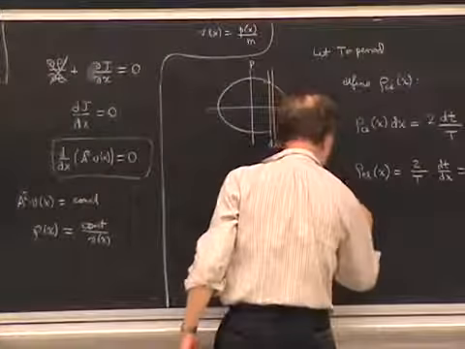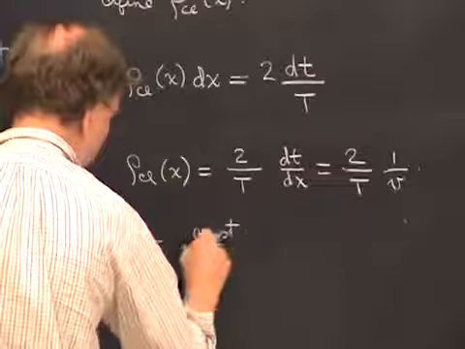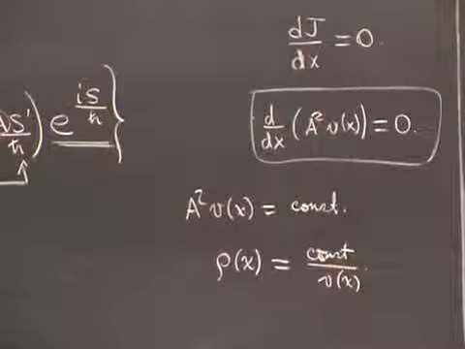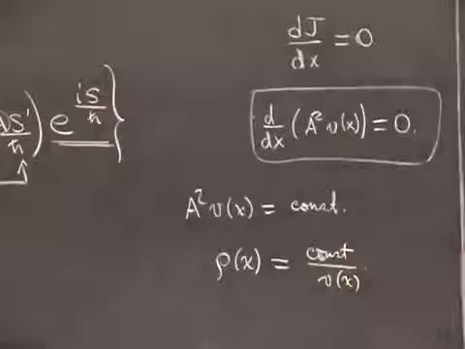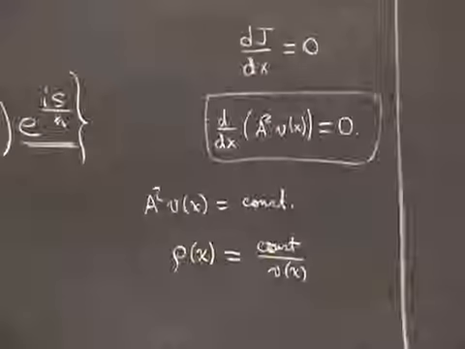In this case, we can just say the classical density is equal to some constant divided by the velocity v of x. And this is, in fact, precisely what we get from the solution of the amplitude transport equation. So this then gives a classical interpretation of the amplitude A in terms of particle densities.